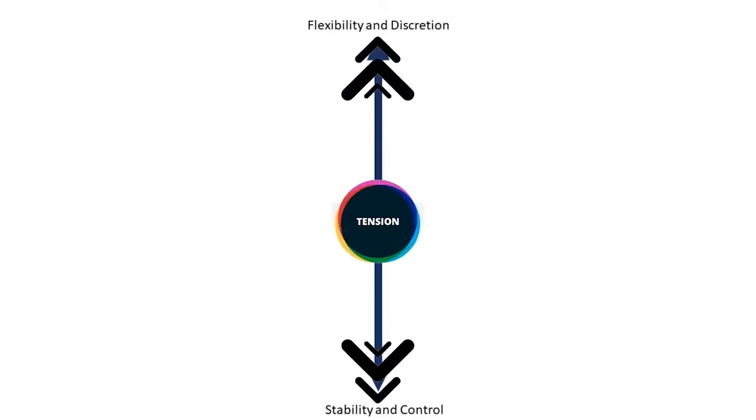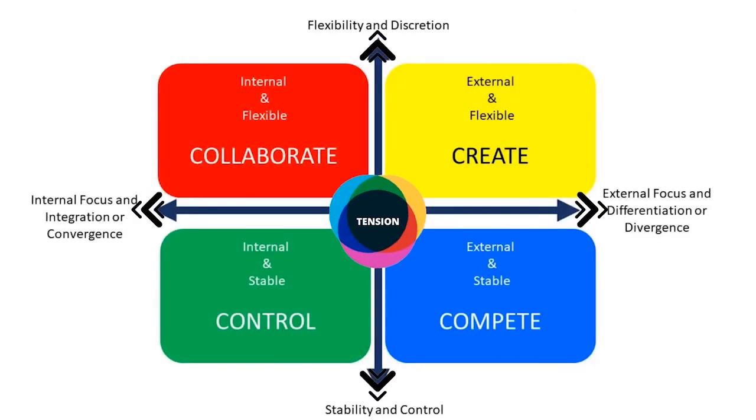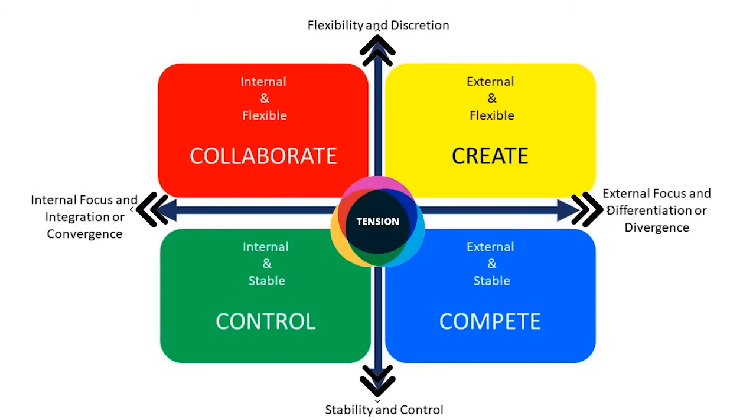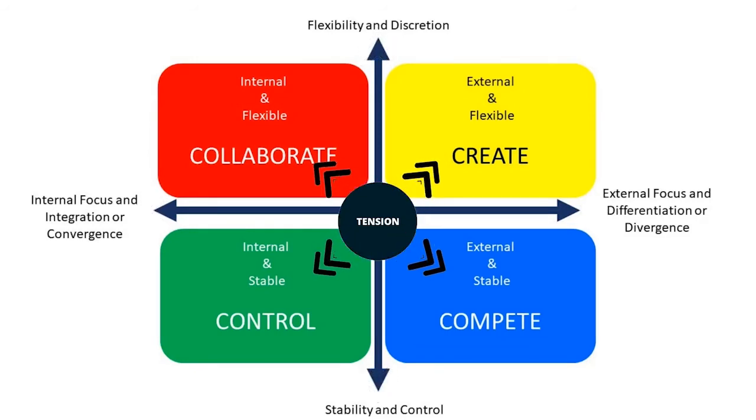When we put these two axes together, we now have the competing values framework. The competing values framework is an underlying framework that lives underneath the OCAI to show you how your organization performs on these two points of tension.